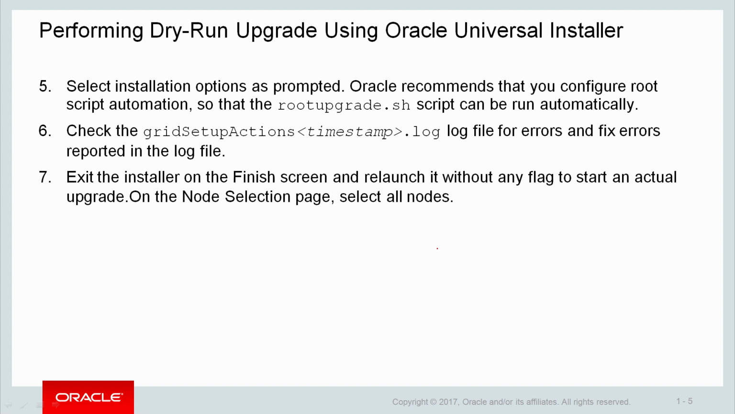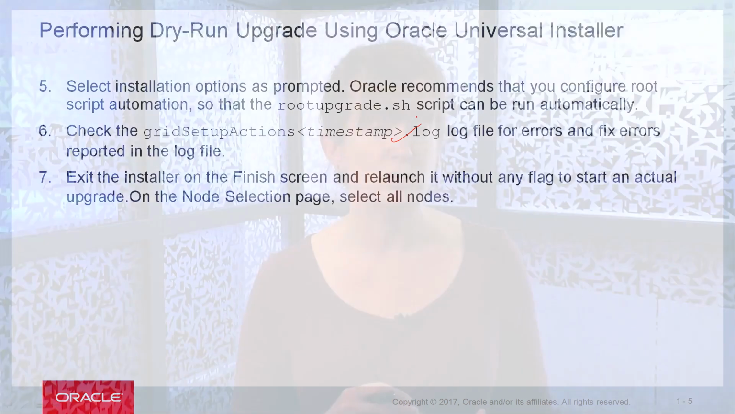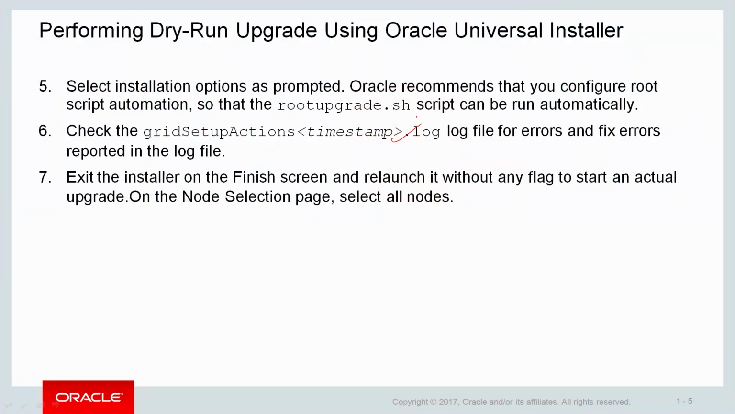Once all the checks have been done, check the gridSetupActions log for errors. Fix any errors, and report them in the logs as you see fit. Exit the install on the finish page, and then you can relaunch it without any flag to start an actual upgrade, or you can relaunch it with the perform dry run upgrade flag again, to make sure that all the problems have been fixed. And then launch the installer to do your actual upgrade.